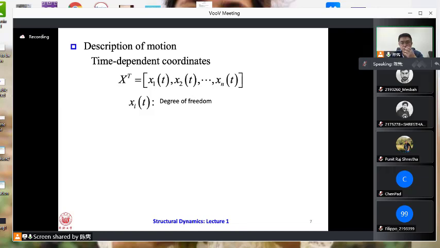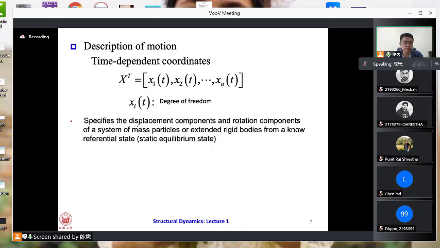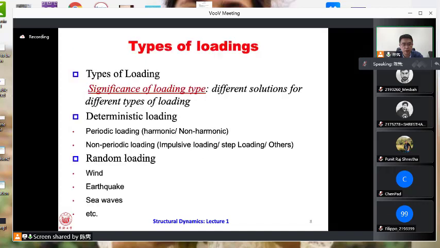Okay, degree of freedom. The degree of freedom is a quantity to specify the displacement components and rotation components of a system of mass particles or extended rigid bodies from a known position. As I mentioned, we have an equilibrium position. So this is with respect to that position. So this is a description of motion. We will go back to this later because this is related to a very important concept today, which we call the degree of freedom of a system, DOF. So later we will go back to this idea.